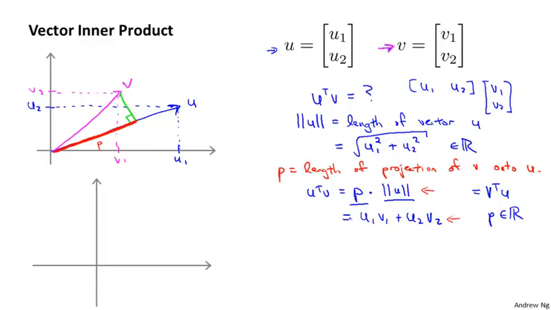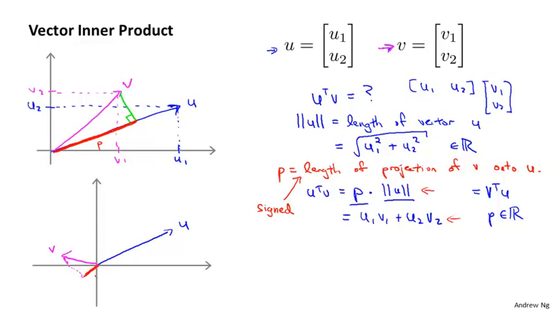Just one last detail, which is if you look at p, p is actually signed, and it can be either positive or negative. So let me say what I mean by that. If u is a vector that looks like this, and if v is a vector that looks like this, so if the angle between u and v is greater than 90 degrees, then if I project v onto u, what I'll get is a projection that looks like this.